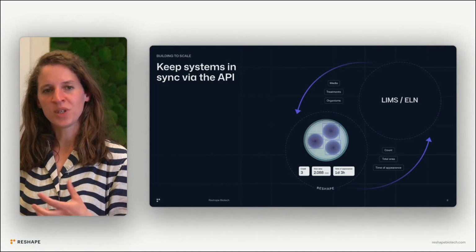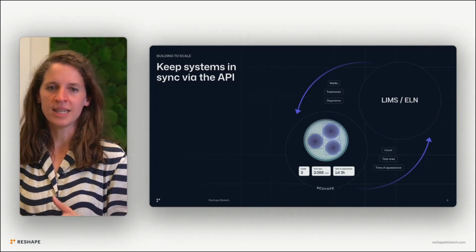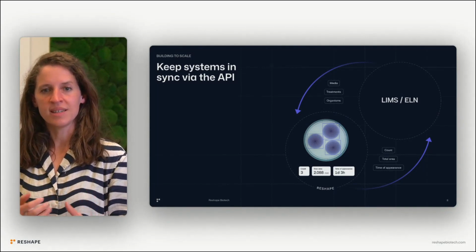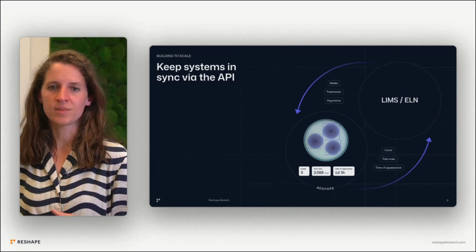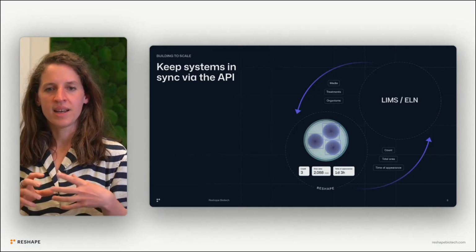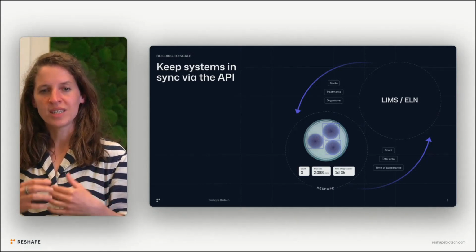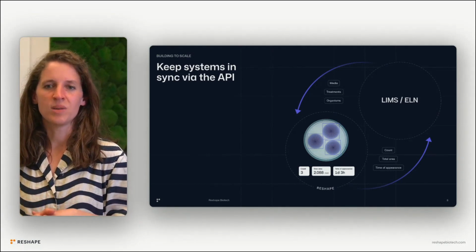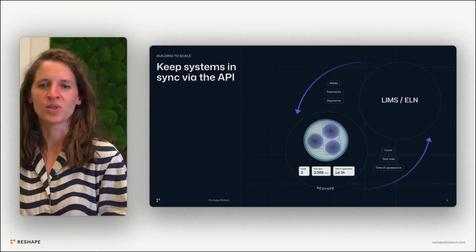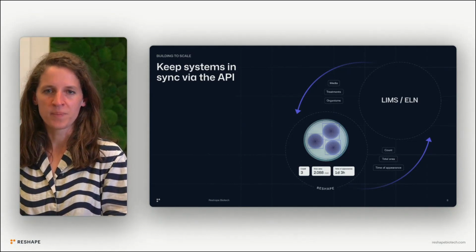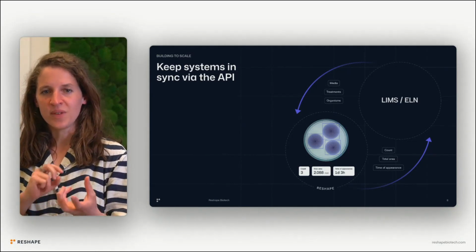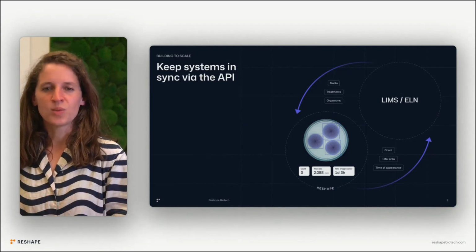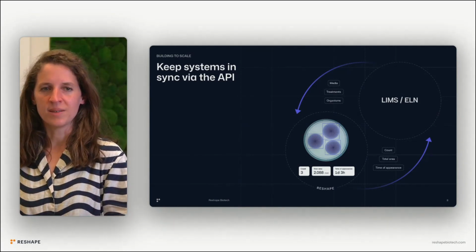The API helps you keep systems in sync, your LIMS or ELN, and Reshape. You can send core experiment entities like media, treatments, or organisms to Reshape. And the other way around, you can take your experiment results from Reshape and store them directly in your LIMS or ELN, if that is what you use as a source of truth, through our API. And this means that if you make any changes in either side of the system, those changes will reflect and everything will be in sync at all times.